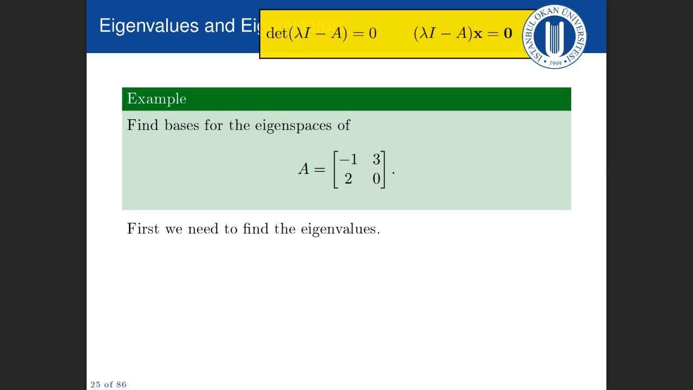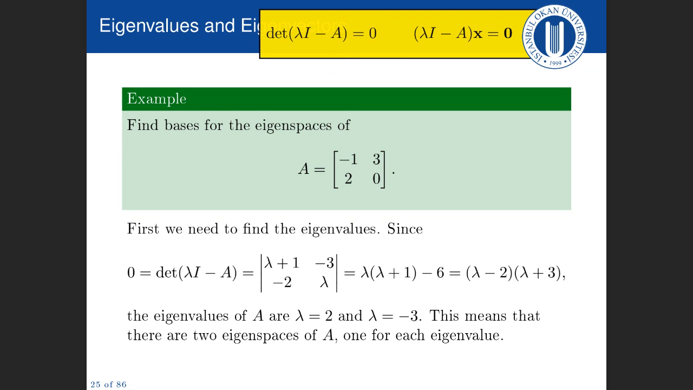For example, find bases for the eigenspaces of the matrix -1, 3, 2, 0. The first thing we need to do if we're given a question like this is find the eigenvalues. For the eigenvalues, we use the first equation: determinant of lambda I minus A is equal to 0.